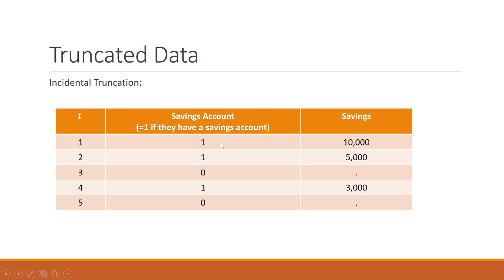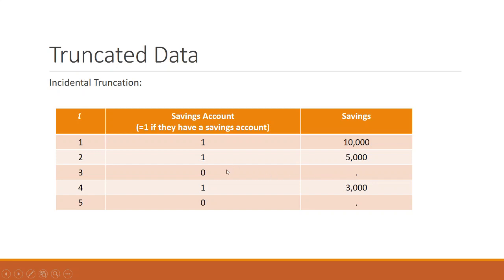All right, so that means that if savings account equals 1, that means they have a savings account and we can observe savings. So savings account equals 1, they have savings. This person has 10,000. This person has a savings account, they have this much savings. This person does not have a savings account, which means the data for savings is missing. It's truncated. It's empty. We're missing data.